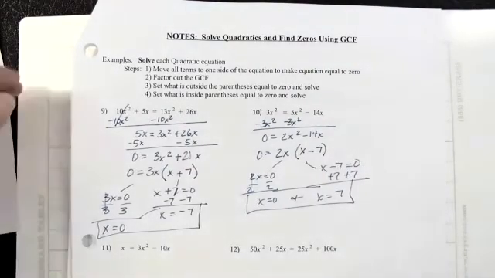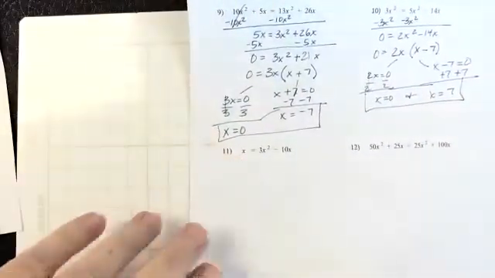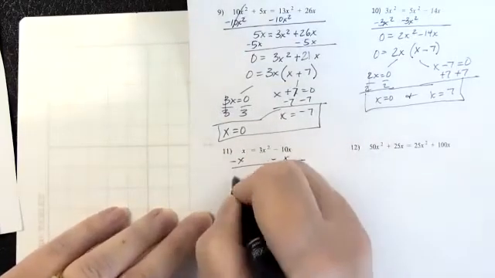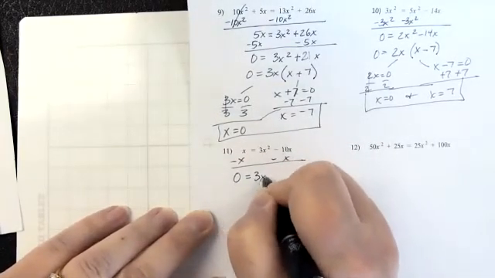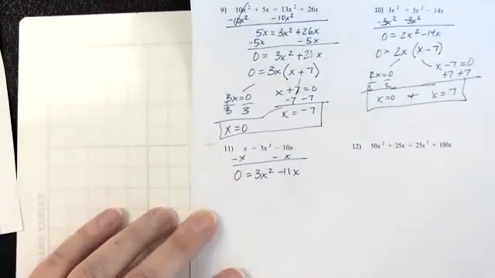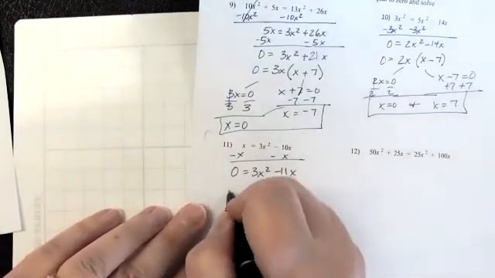Okay, number 11. All right, so we just need to do one step to set the left side equal to 0. We'll subtract x from each side. This gives us 0 equals 3x squared minus 11x. Okay, 3 and 11 are relatively prime. They don't have any common factors besides 1.